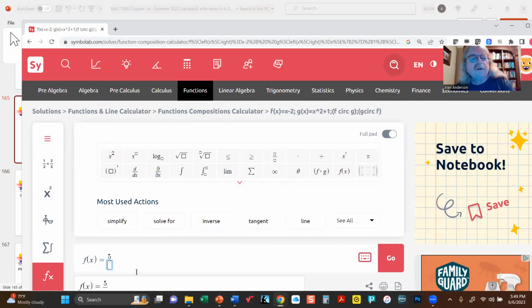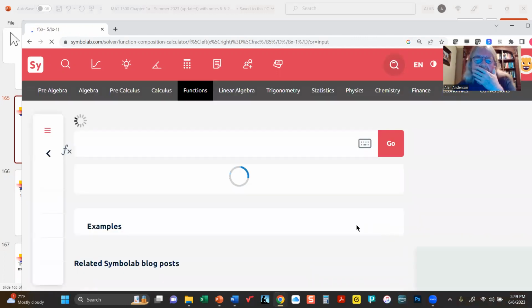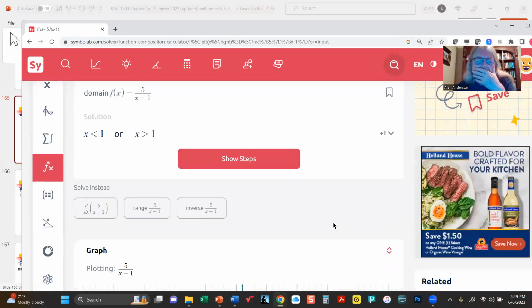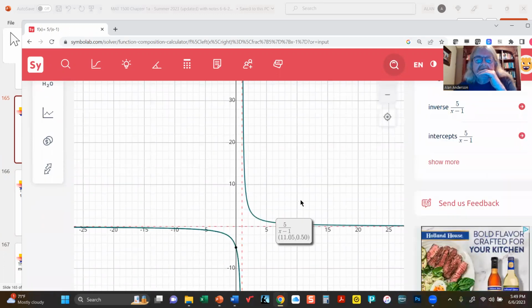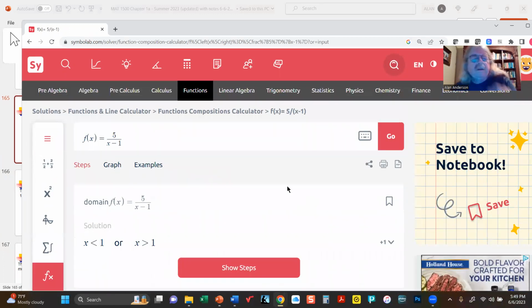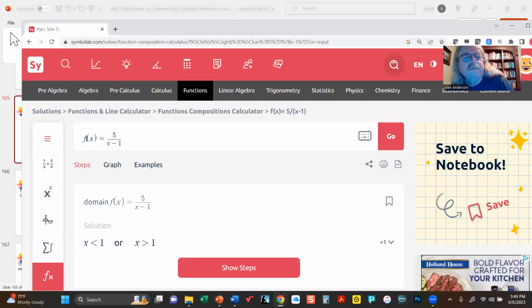And it's pretty clear that this function has a discontinuity in it because x equals 1 will lead to division by 0. We've seen similar functions before, except that this time the vertical asymptote is 1 instead of 0. What about the other one? 4 over 3x minus 2.